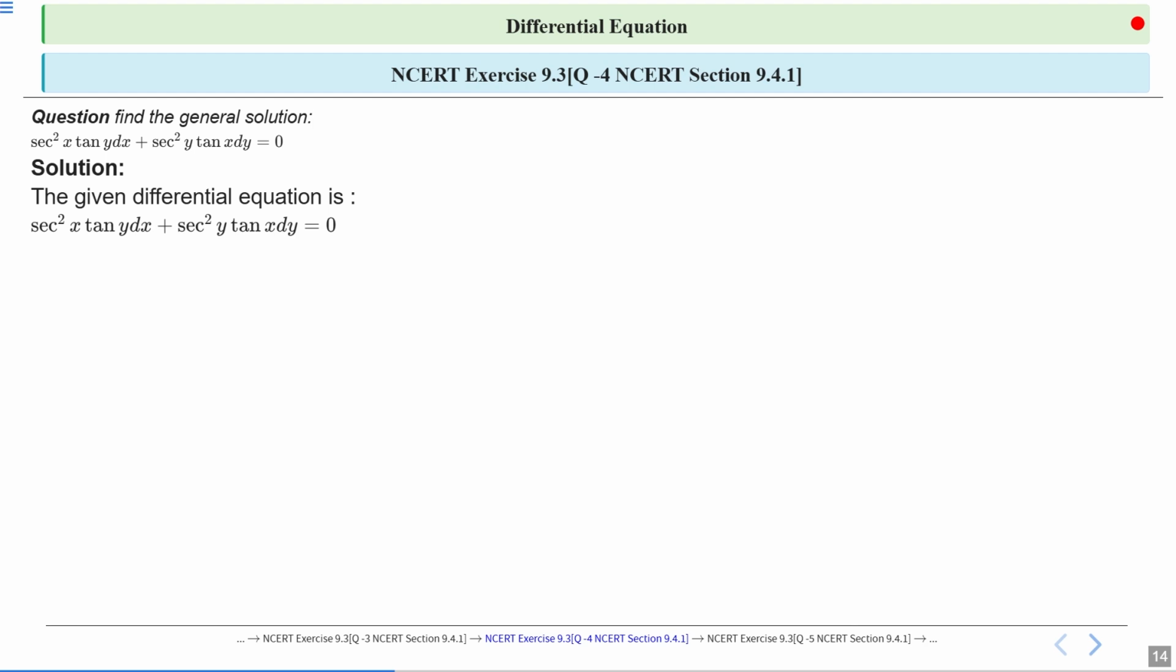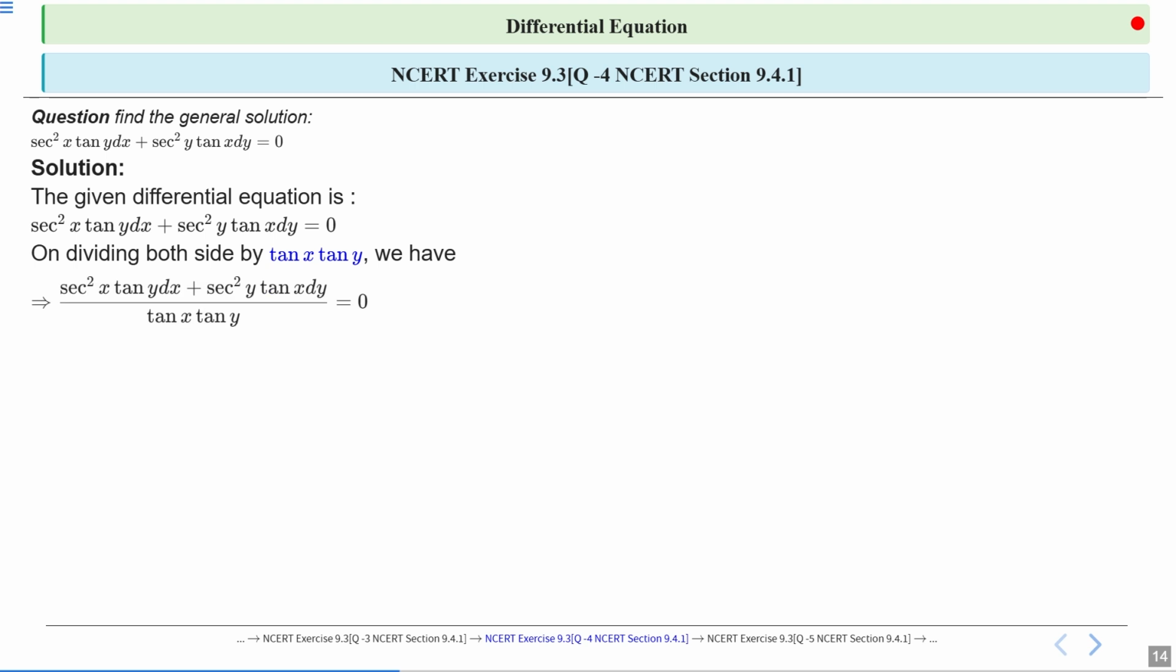The given differential equation is sec square x tan y dx plus sec square y tan x dy is equal to 0. So we divide both sides by tan x tan y. So we have sec square x tan y dx plus sec square y tan x dy by tan x tan y is equal to 0.